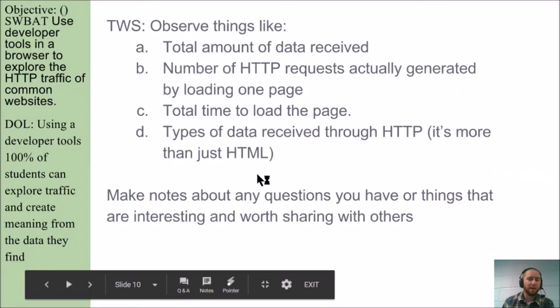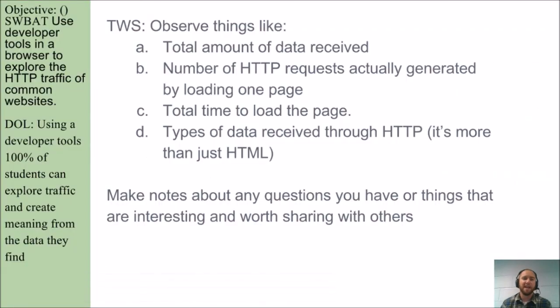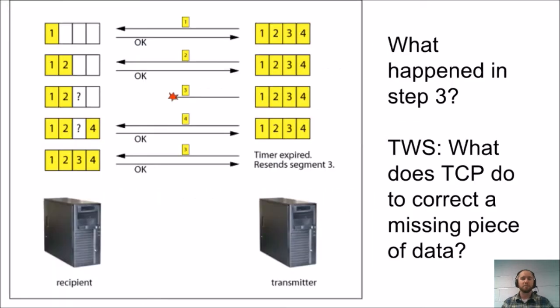So simple. I love Wikipedia. So as you're doing that, my think, write, share is simply observe things like A, the total amount of data received, B, the number of HTTP requests actually generated by loading one page. For B, you can also talk about what's being blocked. C, total time to load the page. And D, types of data received through HTTP. It's more than just HTML, so much more. Make notes about any questions you have or things that are interesting and worth sharing with others, and I'll be able to read that on Canvas as well as your peers.